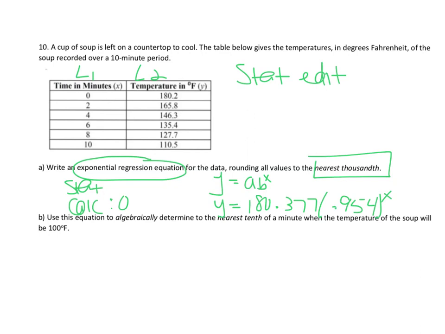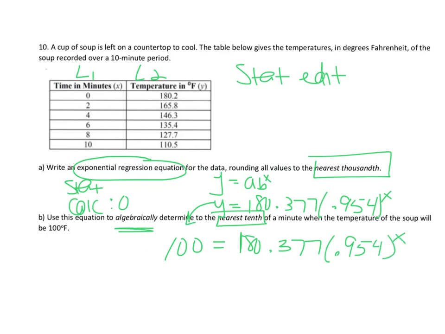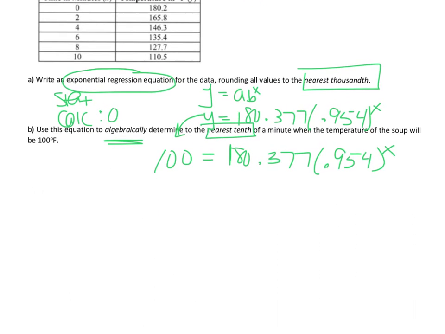Okay, so then the second part says determine algebraically, keyword here, to nearest tenth, also important, when the temperature will be 100. So you're going to take your equation that you have right here and set it equal to 100. And you're going to have to solve for x. So you're going to divide by this to start to get x alone.